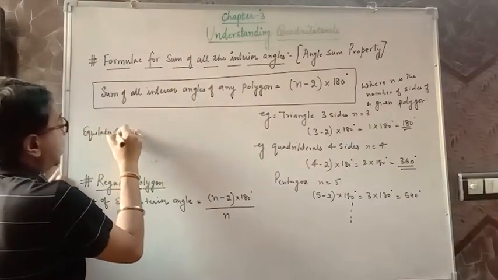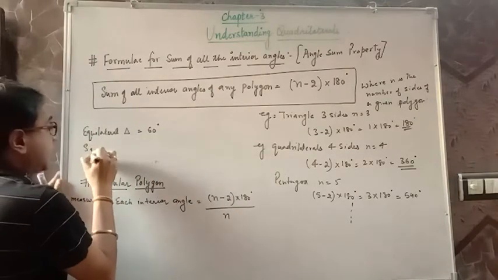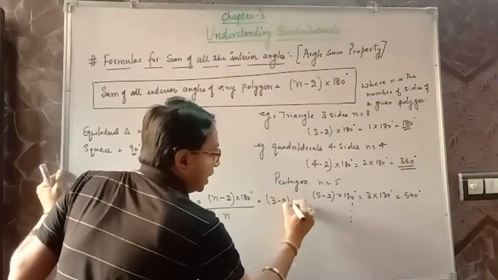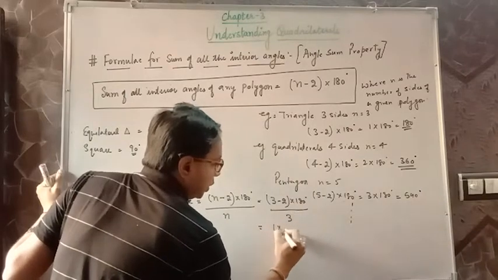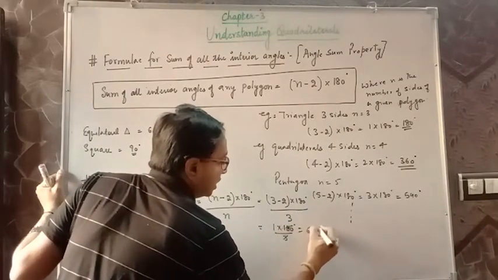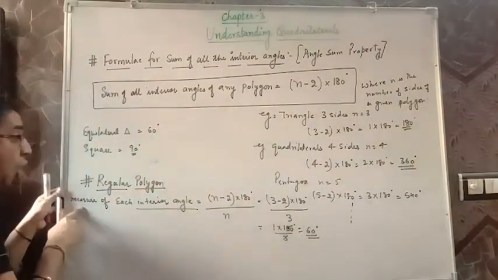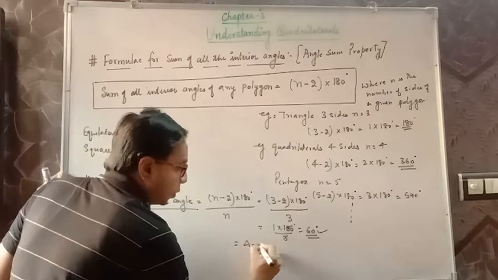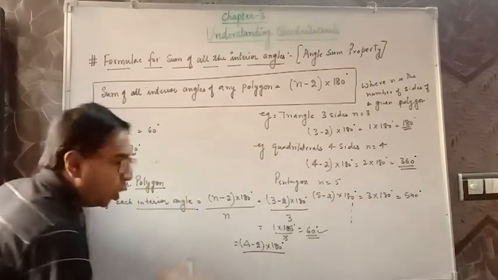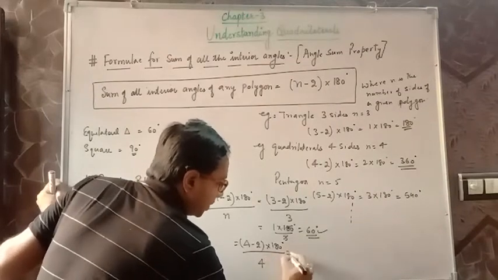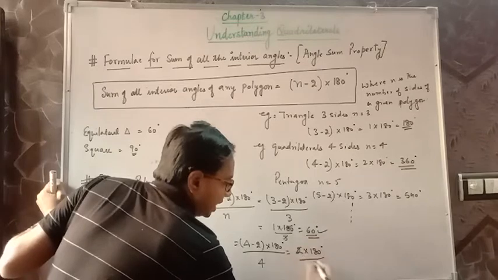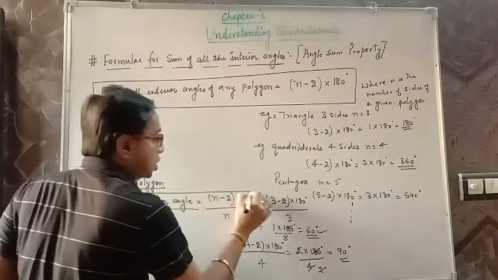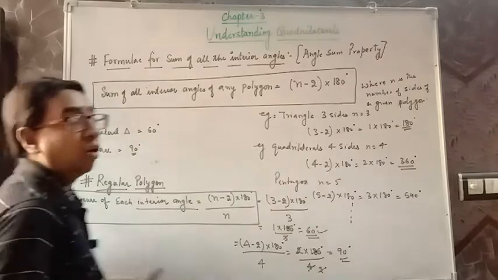Now take an example, for example, an equilateral triangle. When we talk about an equilateral triangle, each angle measure is 60 degrees, and when we talk about a square, each angle measure is 90 degrees. Let us see. 3 minus 2 into 180 degrees upon 3. So 1 into 180 degrees upon 3. If we cancel, we get 60 degrees. Therefore, the measure of each interior angle of an equilateral triangle is 60 degrees. For a square, 4 minus 2 into 180 degrees upon 4. That's 2 into 180 degrees upon 4. Cancel out, 90 degrees. Hence verified. So this is the formula to find the measure of each interior angle of a regular polygon.